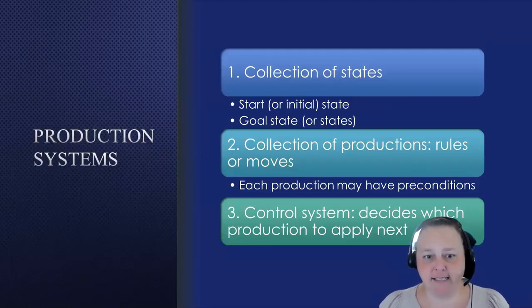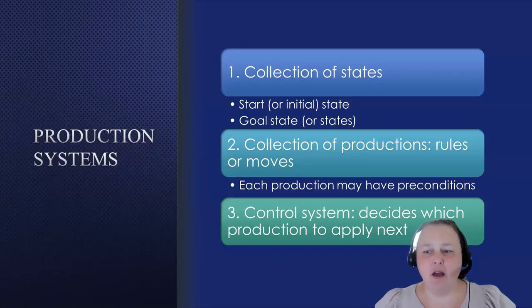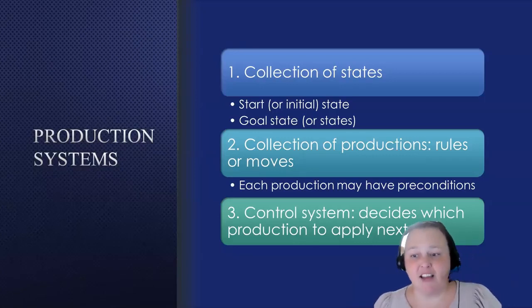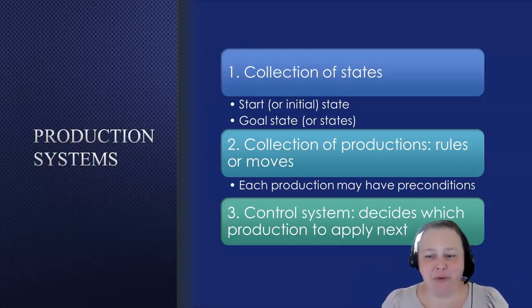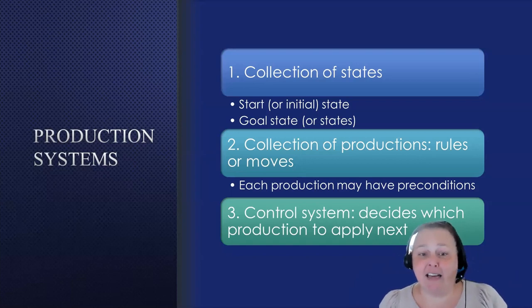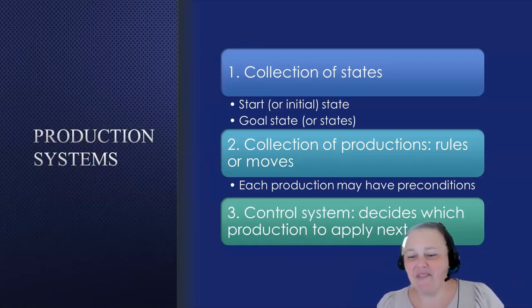First, production systems. In a production system, it is basically finding these common characteristics and isolating them, okay? There are going to be three main components in a production system. A collection of states. Each state is a situation that might occur in the application environment. The beginning is called the start or the initial state, and the end is the goal state or states, because you could have multiple endings in it, okay?